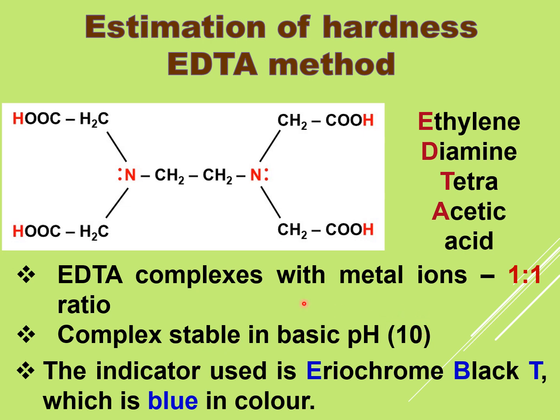What we are doing is we are taking EDTA in a burette. We are taking the hard water in a conical flask. We are titrating that. It's a titration method. So for titration, we require an indicator. That indicator is EBT. This indicator has a blue color.